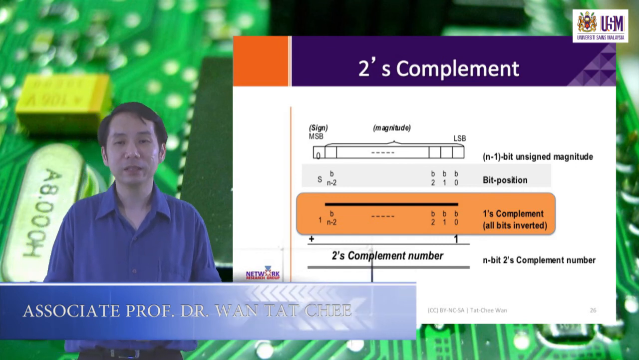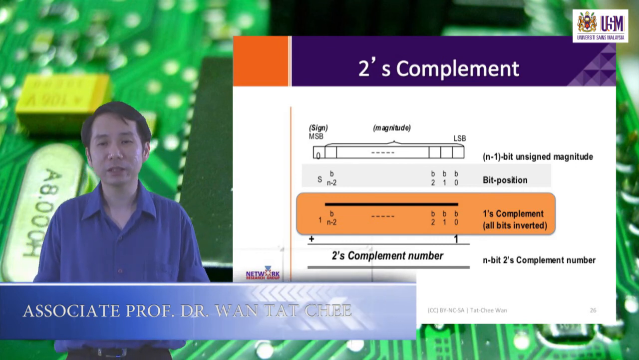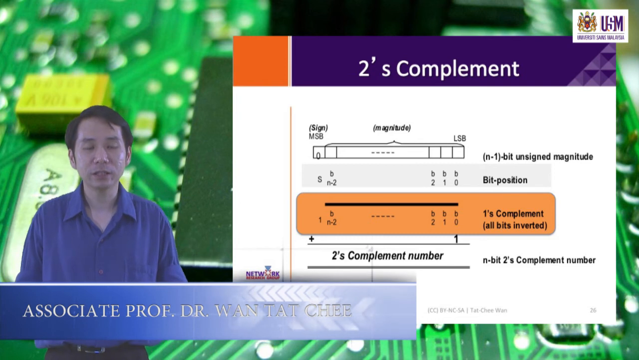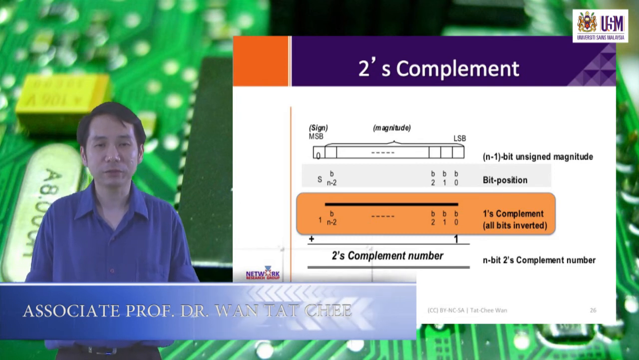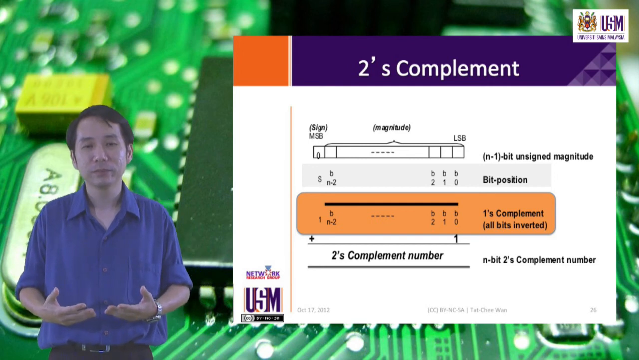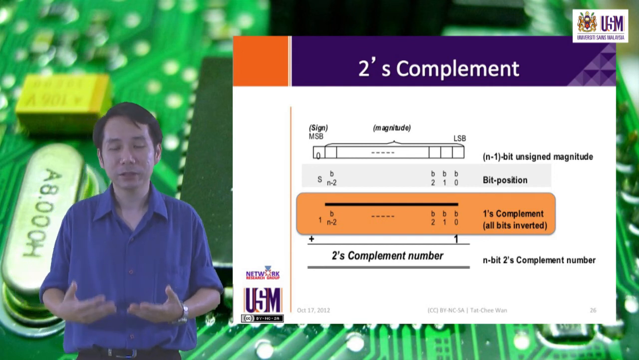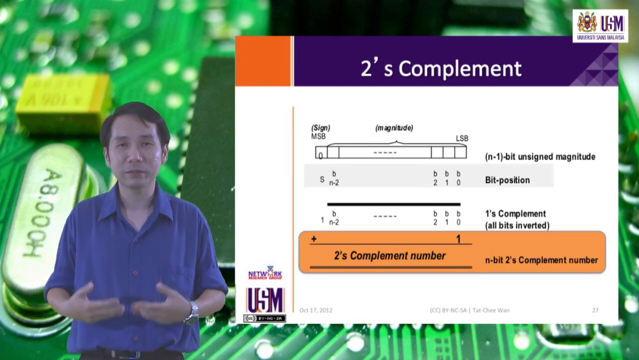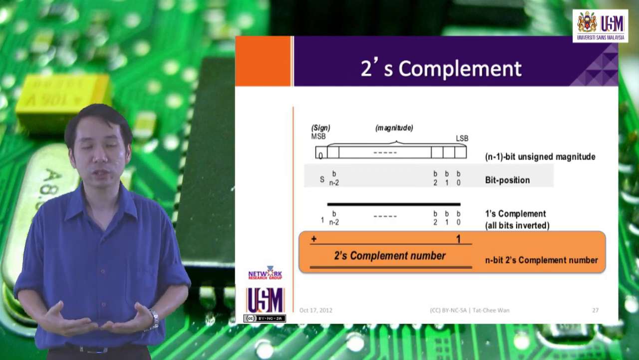A 2's complement number is obtained by first performing a 1's complement, otherwise known as a bit inversion, of the value or the magnitude of the number. By inverting all the bits of the number, we get the 1's complement, and then we add the value 1 to it to give us the 2's complement number.